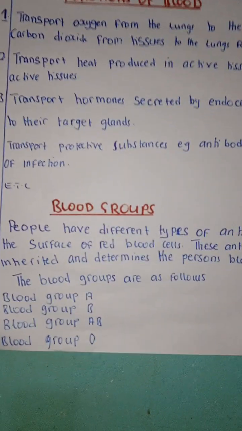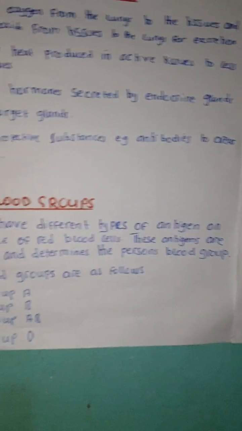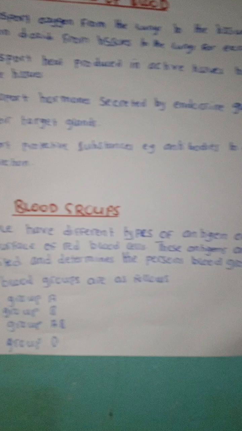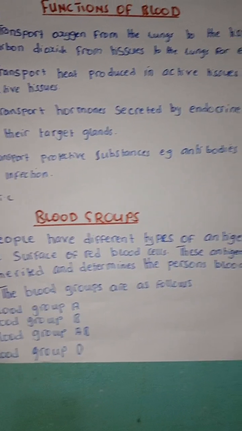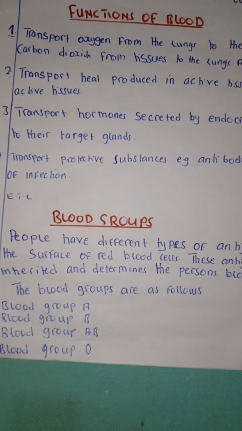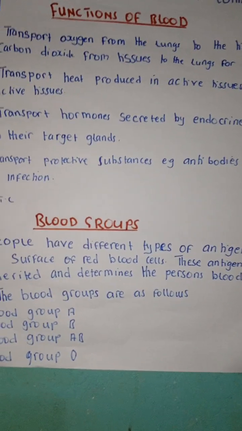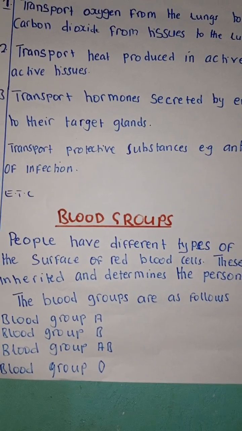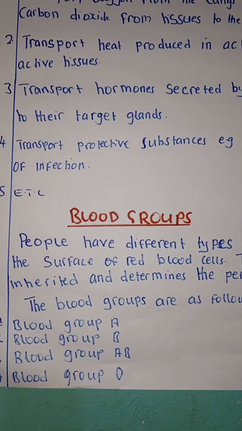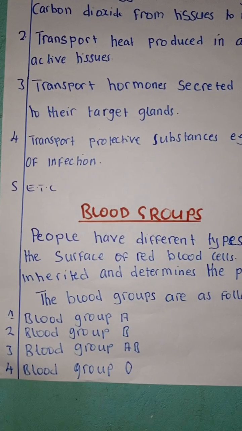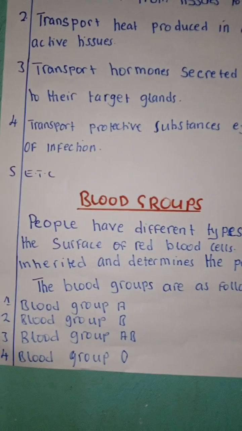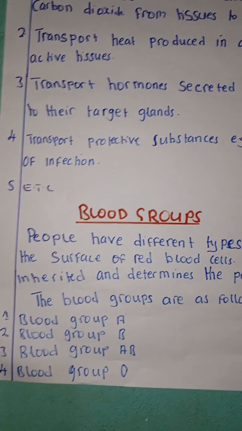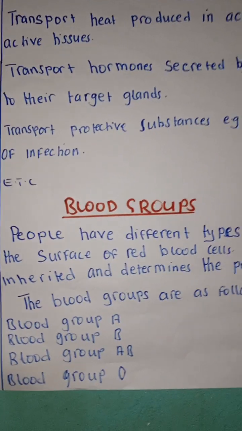People have different types of antigens on the surface of red blood cells. These antigens are inherited and determine the person's blood group. Antigens are proteins that may stimulate antibodies. The blood groups are as follows: blood group A, blood group B, blood group AB, and blood group O.